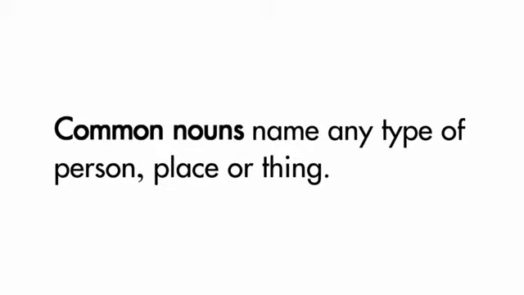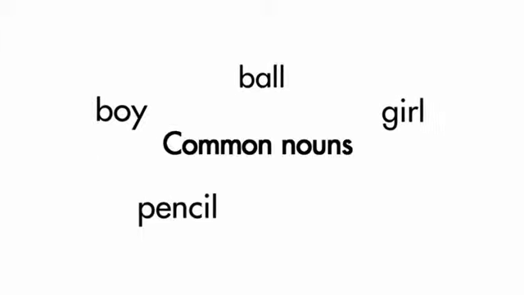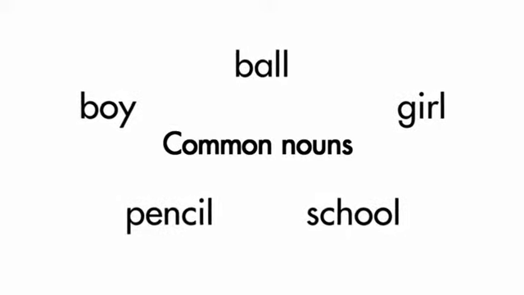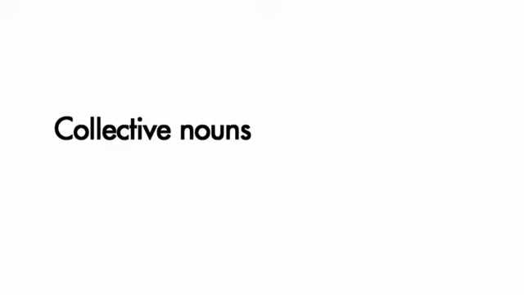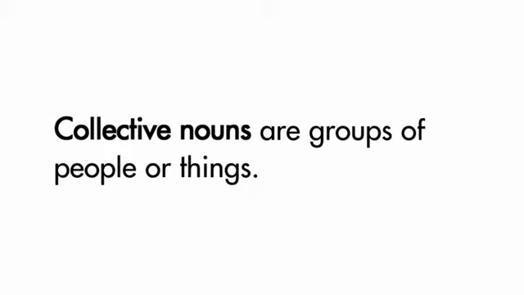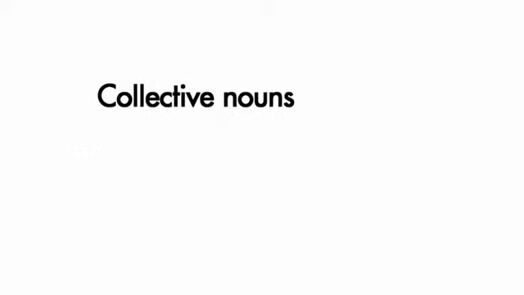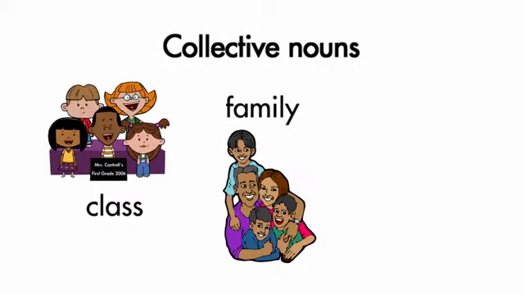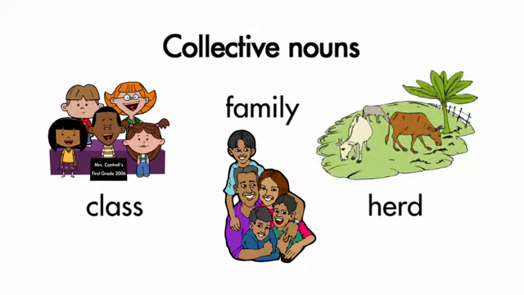That's because they name any type of person, place or thing, like boy, girl, ball, pencil, and school. These are all examples of common nouns. Another type of noun is a collective noun. These are groups of people or things, like a family, a class, or a herd.